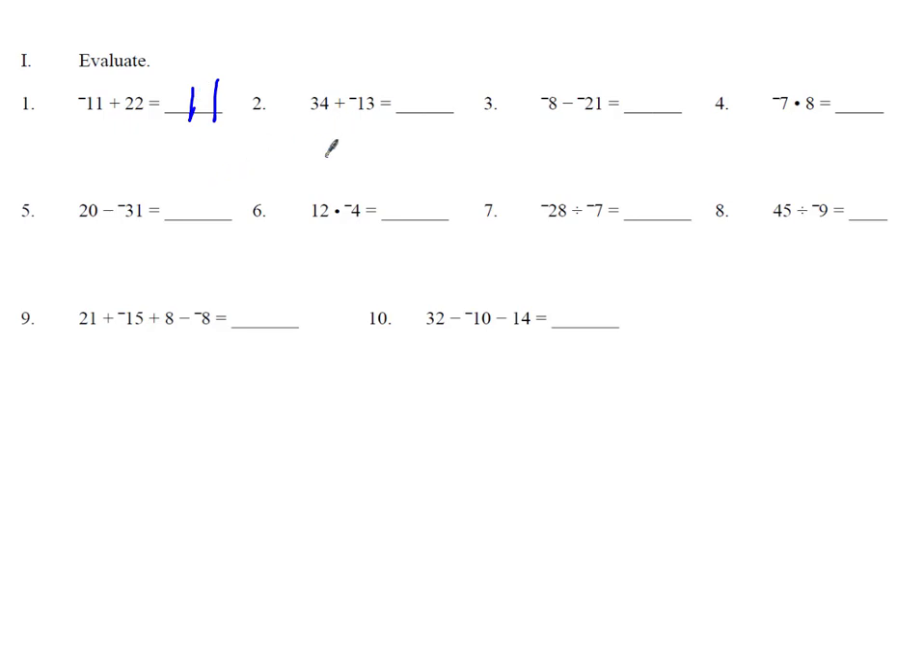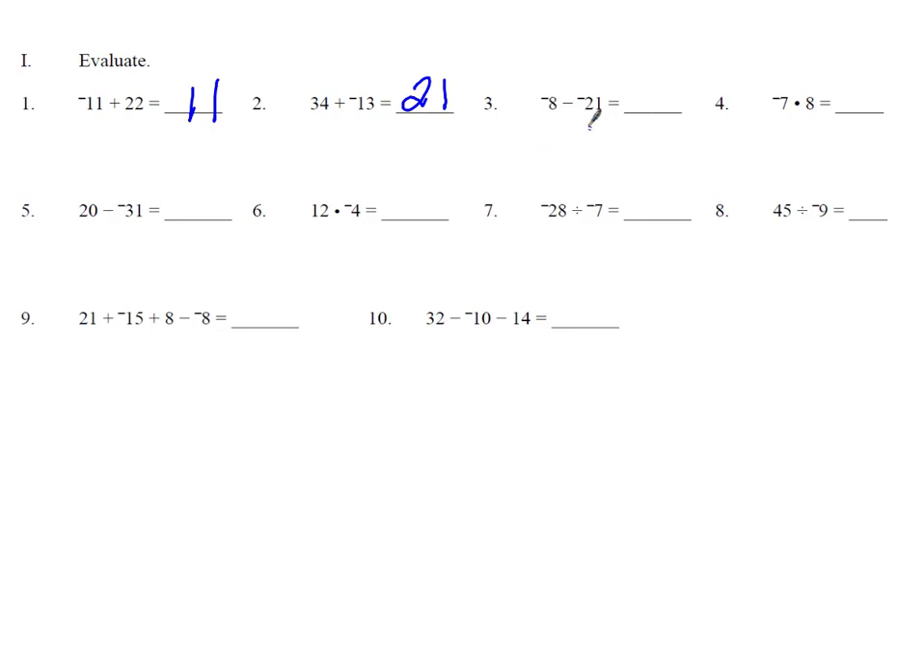Number 2, same thing. 34 plus negative 13. Our signs are different, so we subtract our numbers. We do 34 take away 13, and you end up with 21 as your answer. And it'll be a positive 21 because the 34 was farthest away from 0.